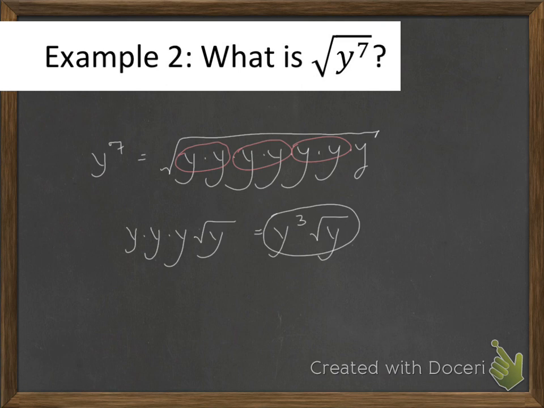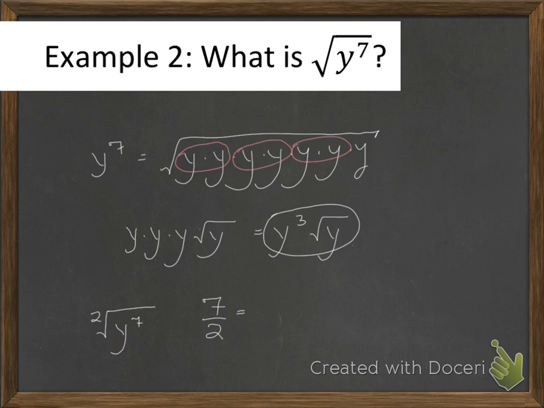Now you might notice that as my exponent gets bigger, this method gets a little bit more cumbersome. If I said y to the 70th power, you would definitely not be able to use this method. So you're going to probably need to learn this other method. So let's think about it this way. We have y to the 7th, and we're taking the square root. So we're going to take 7 and divide by 2.